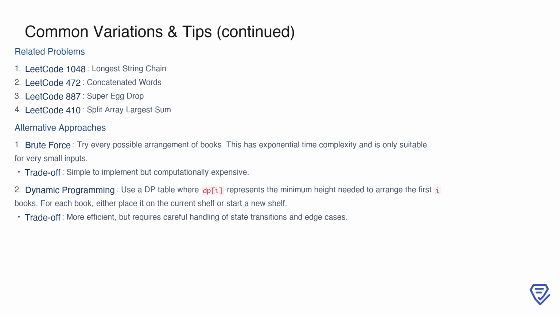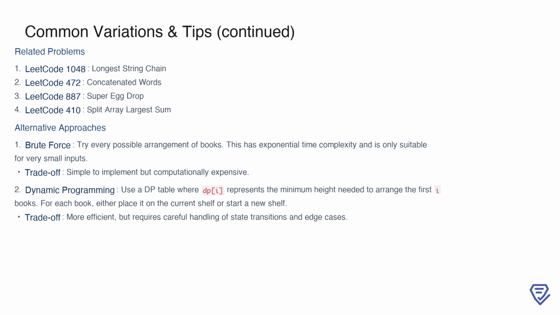On the other hand, dynamic programming is much more elegant. By defining a DP table, where DP[i] represents the minimum height to arrange the first i books, you can efficiently decide whether to place a book on the current shelf or start a new one. While this approach requires careful handling of state transitions and edge cases, it's far more scalable and practical than brute force.